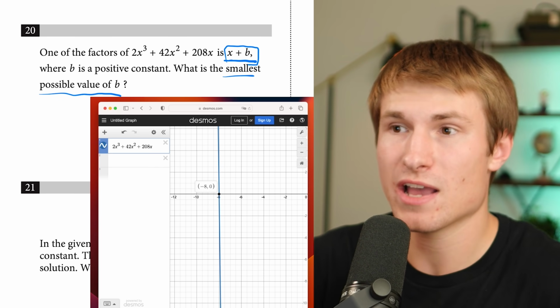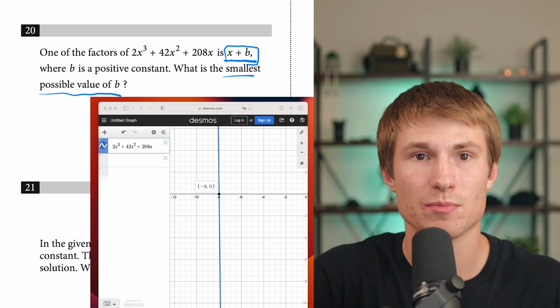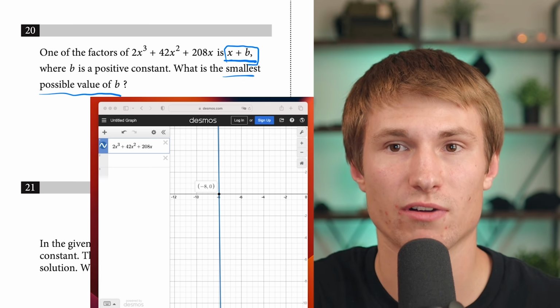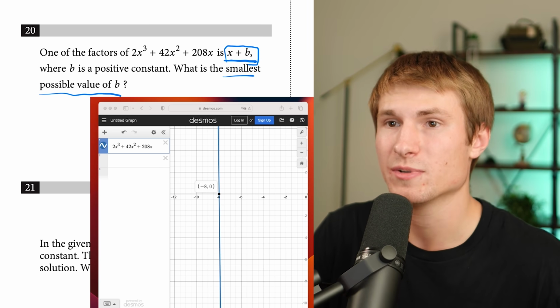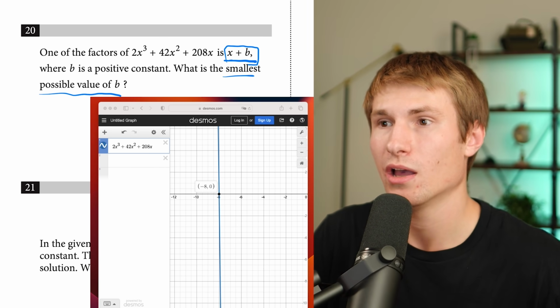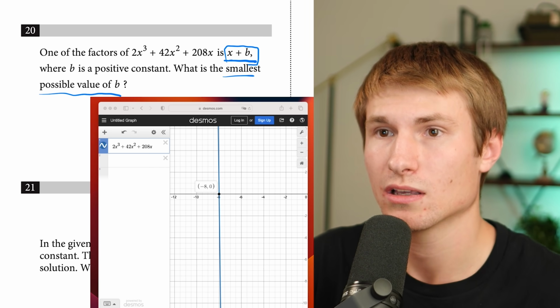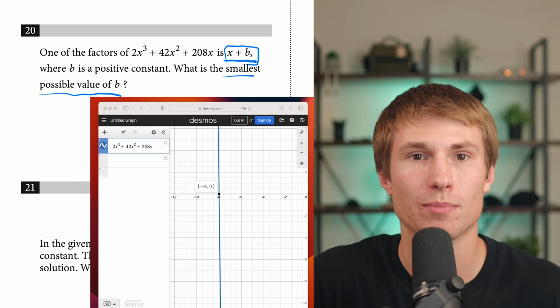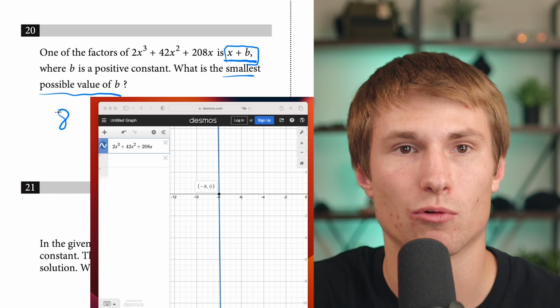Now that does not mean negative 8 is our answer, because we're looking for the value of b in x plus b. And x plus b, since it's one of our factors, has to be set equal to 0, which means that x is actually going to equal negative b. Now we know our value for x is negative 8, which means that b has to equal positive 8. So our answer there will be 8.